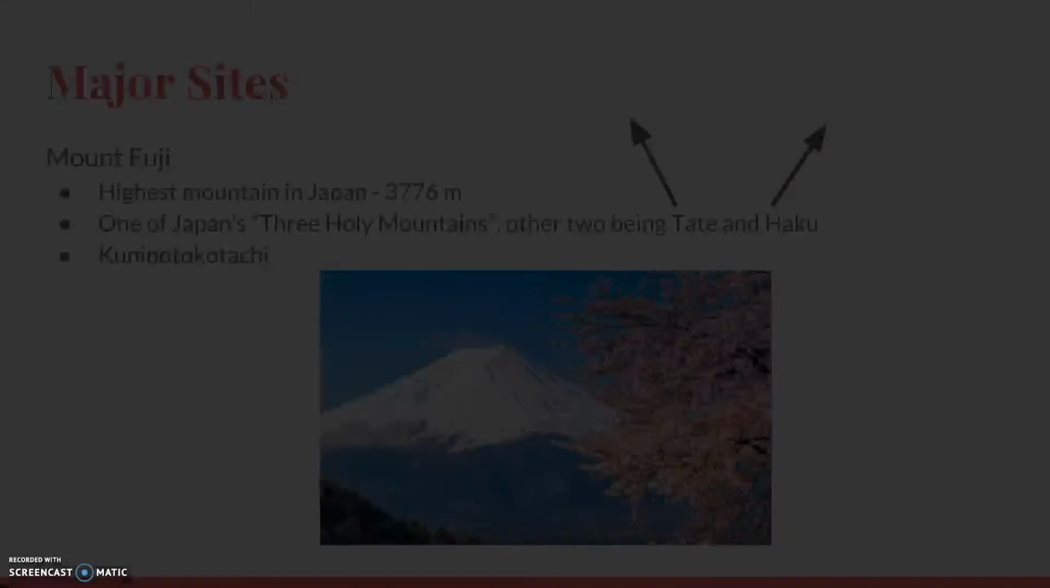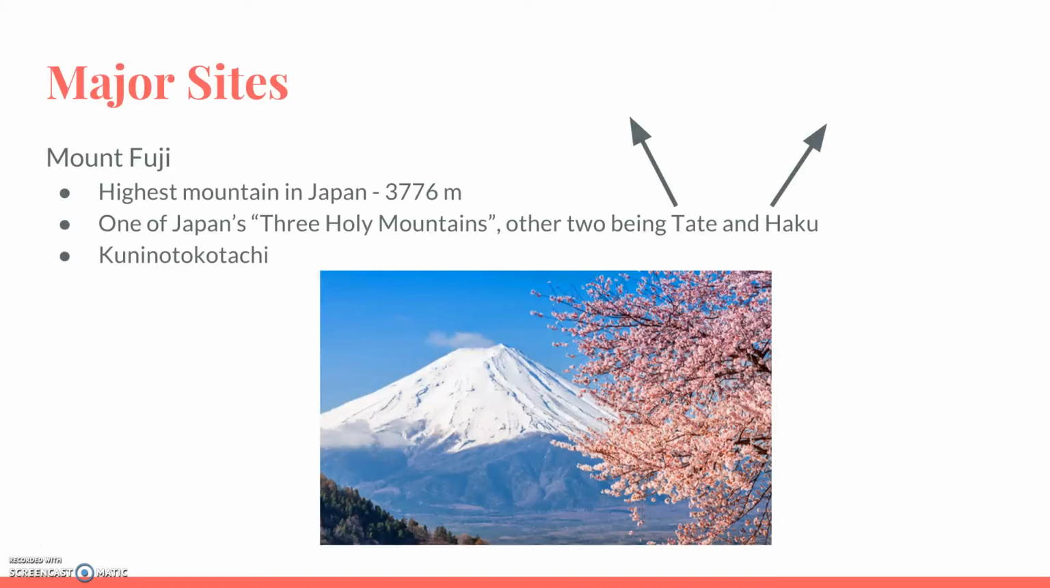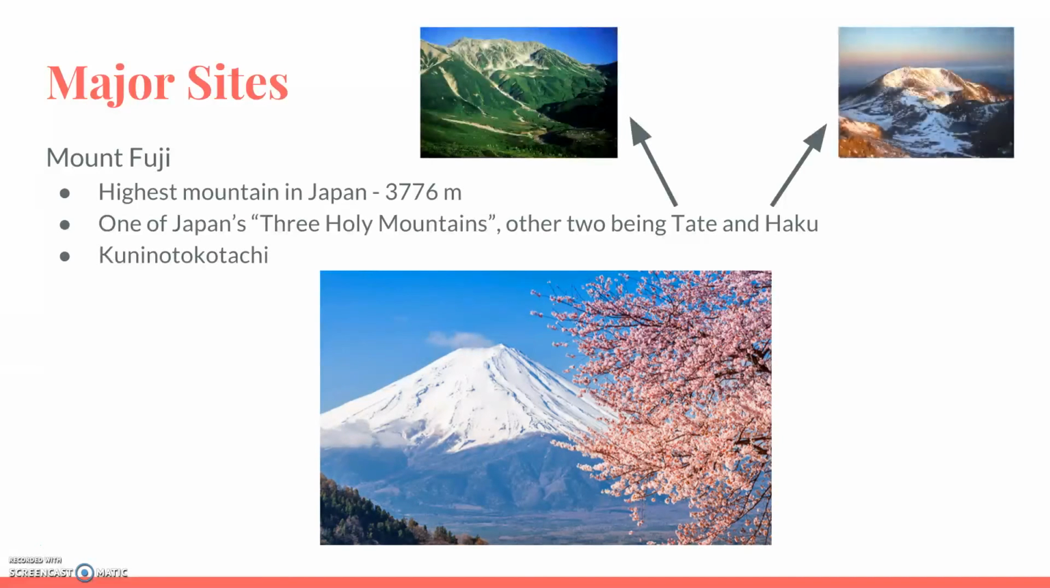For major sites, there is Mount Fuji. It is the highest mountain in Japan, being 3,776 meters. It is one of Japan's 3 holy mountains, the other 2 being Mount Tate and Mount Haku. In Japanese mythology, it is believed that a god called Kuninotokotachi lives on top of Mount Fuji.